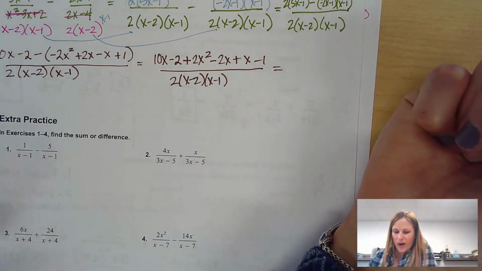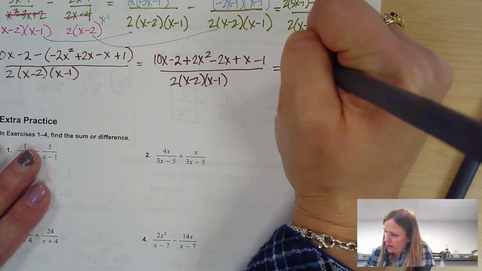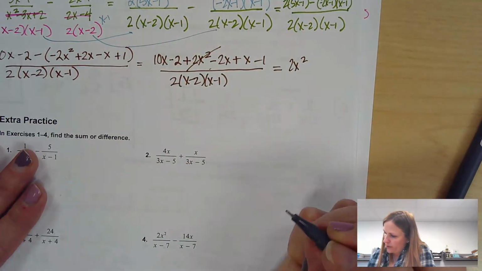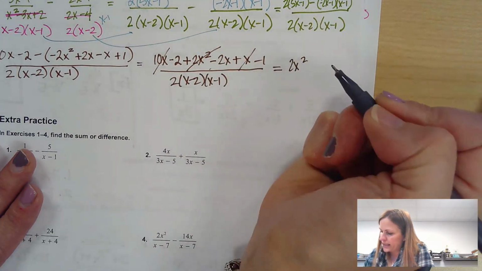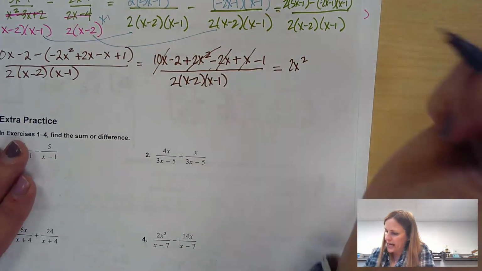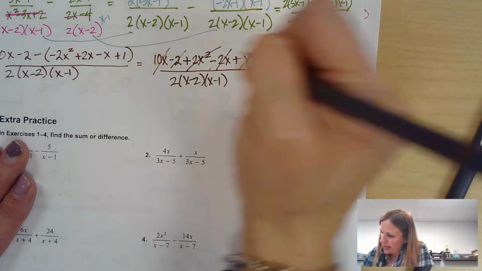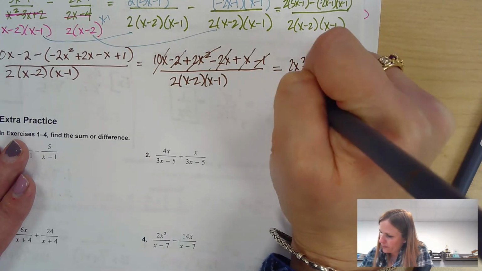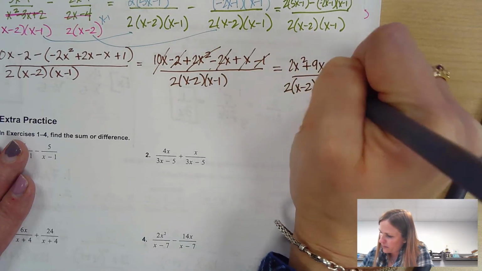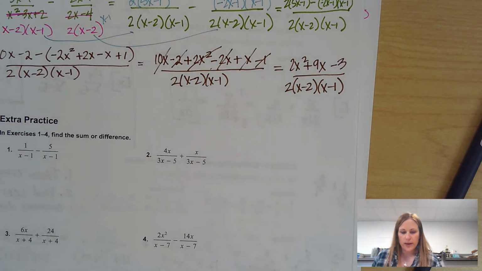So I'm going to put this in the right order. Okay, so I want to put my x squareds first. So 2x squared. Looks like there's only one of them. Let's combine all my x's. So I have 10x plus x is 11, minus 2 is 9. And then negative 2 and negative 1 is negative 3. All right, so I've simplified my numerator as much as I possibly can.